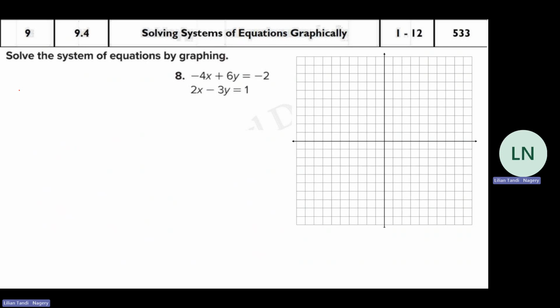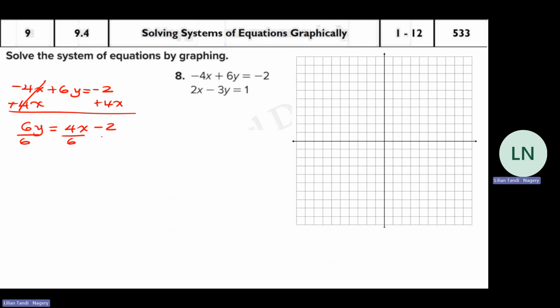Okay, so you have negative 4x plus 6y equals to negative 2 plus 4x plus 4x. This goes away, so you have 6y equals to 4x minus 2. Divide by 6 on all terms. Y equals to 2/3 x minus 1/3. Okay, then you do this one.